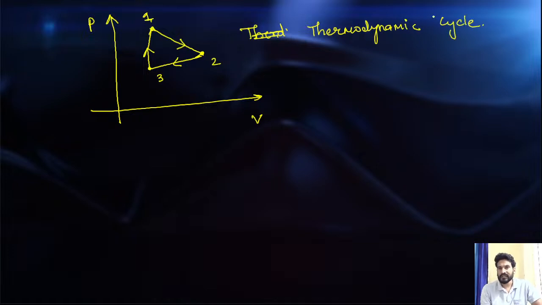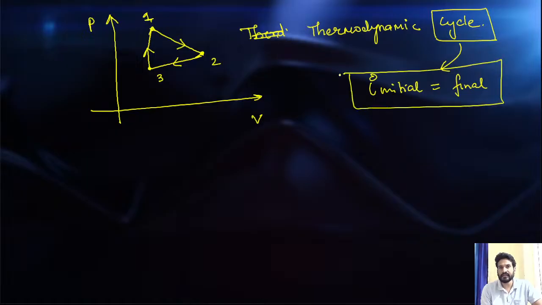So what is the meaning of cycle? The meaning of cycle is that my initial and final state are the same. Initially you are starting with state 1, and after doing some processes, you are again at state 1. So in the cycle, my initial and final state are the same. Is it clear to you?